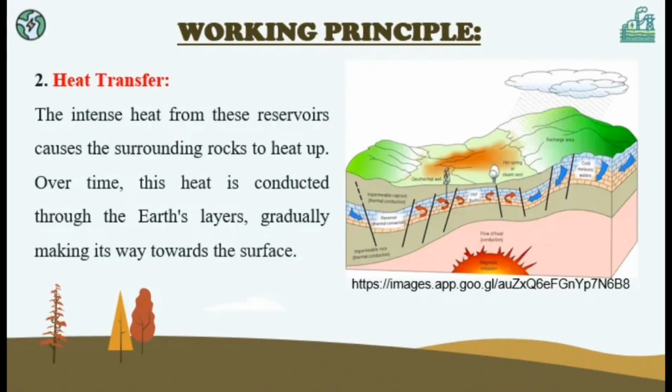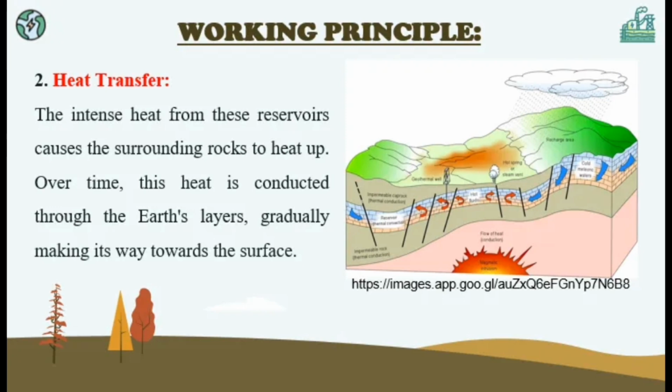So the next one would be heat transfer. The intense heat from this reservoir causes the surrounding rocks to heat up. Over time, this heat is conducted through the Earth's layers, gradually making its way towards the surface.